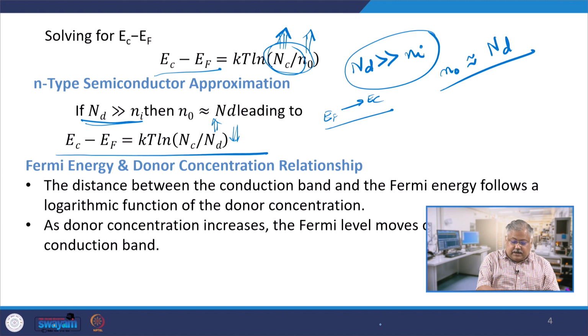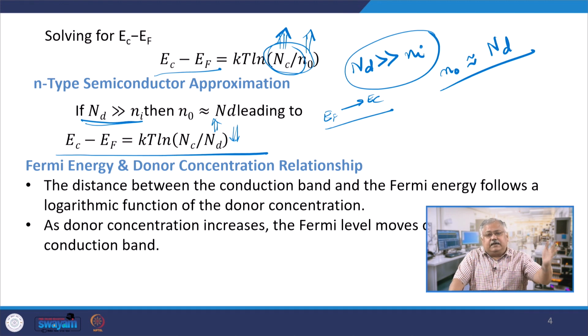And that is what you see, that the distance between the conduction band edge and the Fermi level generally follows a logarithmic function of the donor concentration. So, it is not a linear one, please understand, it is a logarithmic one, which means that if you go on adding more species, the distance goes on reducing. More and more it goes closer to the conduction band.